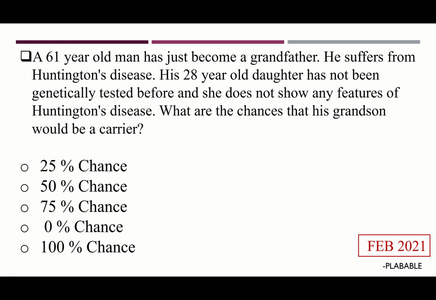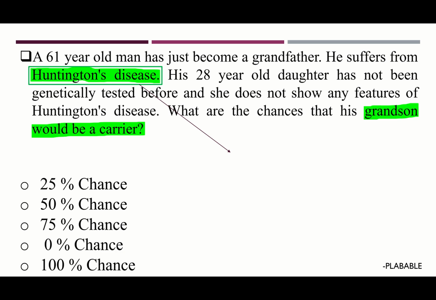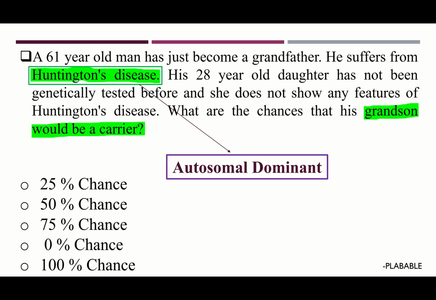Now, similar stem, but the question is different. And this is also from Recall, February 2021. What are the chances that his grandson would be a carrier? Again, when you see this is a grandson and the question is from genetics, you look for the autosomal dominant condition somewhere in the stem. Is there any autosomal dominant condition? Just to be sure, yes, there is. Huntington disease, an autosomal dominant condition. Now, what do we know about dominant conditions? We know that in dominant conditions, there can be no generation skip. There can be no carrier.